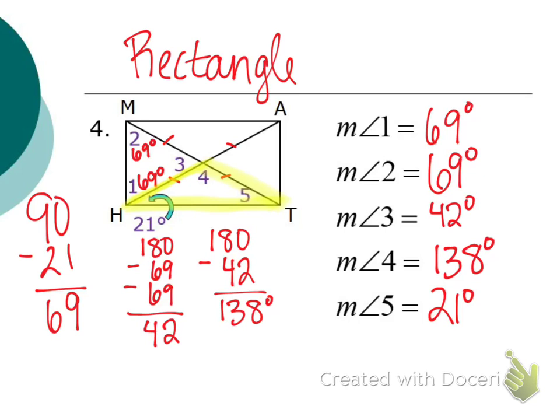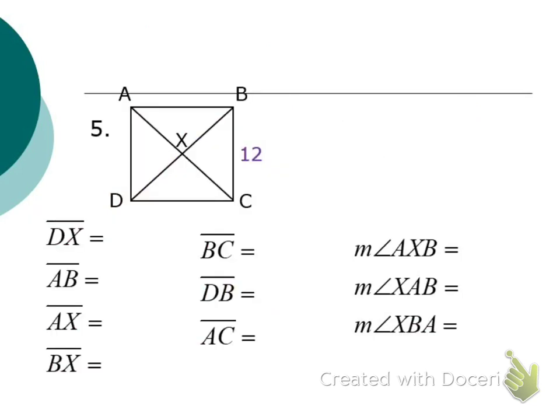Any other questions about anything on example 4? Are we ready for example 5? We do have a lot to find on number 5. I'm going to recommend we start with things like AB. What would AB be?